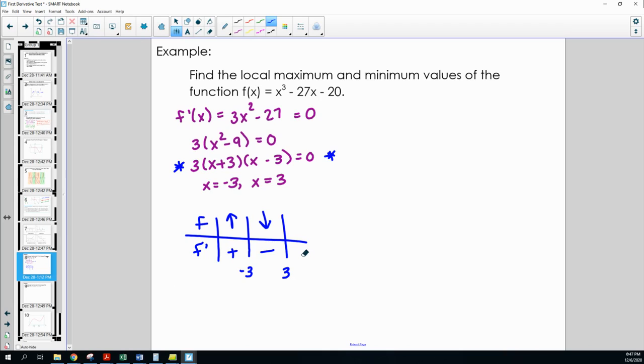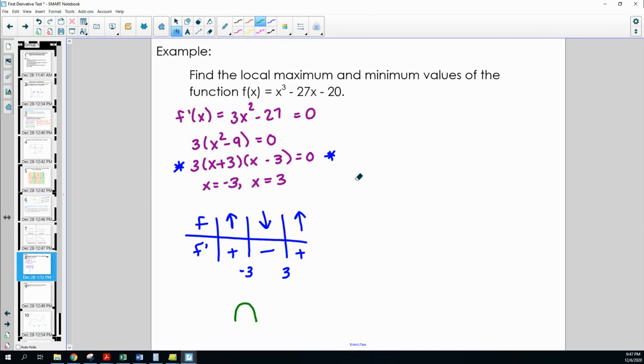And then pick a number greater than 3. So if I pick 4, this is going to give me a positive. This is going to give me a positive. When I multiply positive times positive, I get positive. And that means that my original graph is going to be increasing there. So I'm looking to see where it changes signs. So at negative 3, it changed from increasing to decreasing. So my original graph is going to look like this.